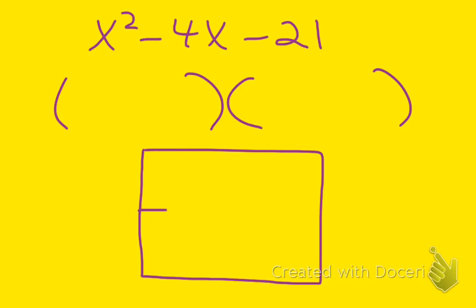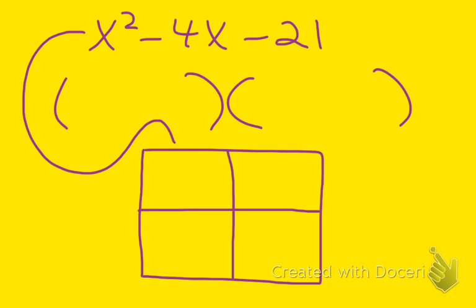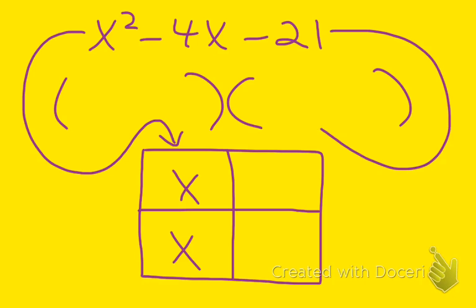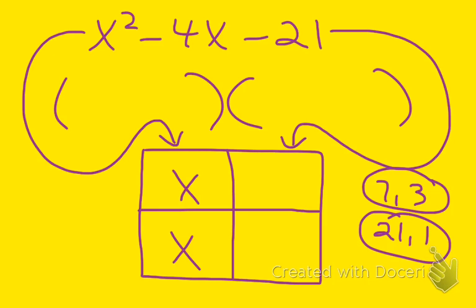We're going to put the factors of the x's down this column. So what multiplies to be x squared? x times x. And we're going to put the factors that multiply to be 21 down here. There are a lot of different possibilities. There's 7 and 3, and there's 21 and 1. This makes negative 21, so one of these is going to have to be negative.